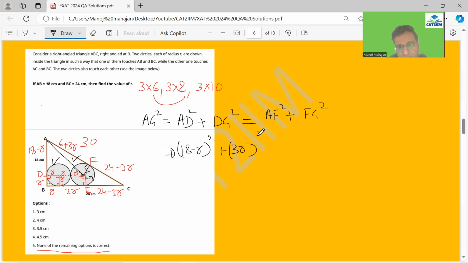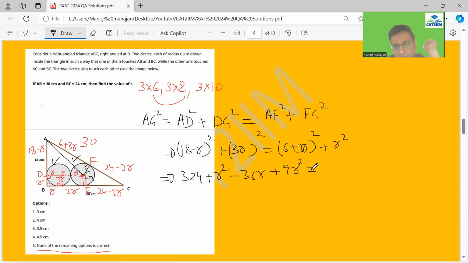What is AF? If I look, 6 plus 3R square. And what is FG out here? That is nothing but R. So let's quickly open that. I think this will not be a quadratic also. Things are cancelling out. So 324 R square minus 36R plus 9R square is equal to what?